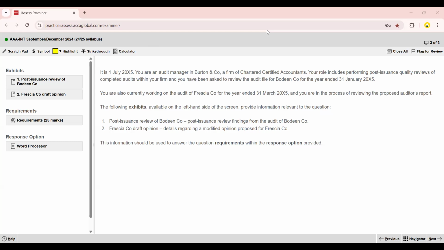The following exhibits available on the left-hand side of the screen provide information relevant to the question. Post-issuance review of Bodeen Company. Post-issuance review findings from the audit of Bodeen Company. Frescia Company draft opinion details regarding a modified opinion proposed. This information should be used to answer the question requirements within the response option provided.